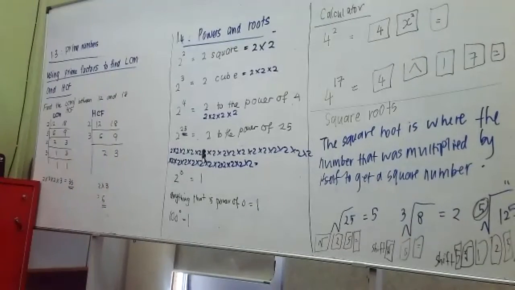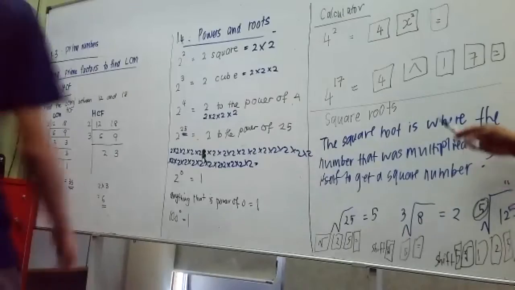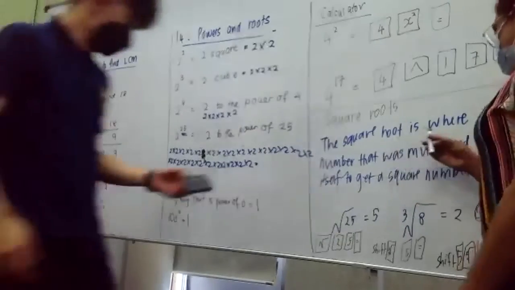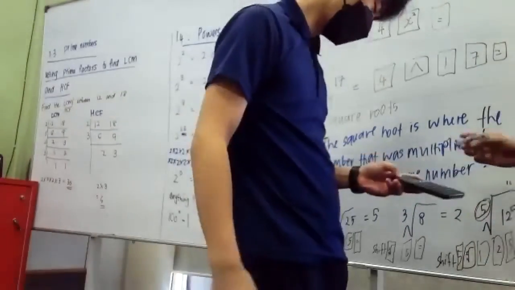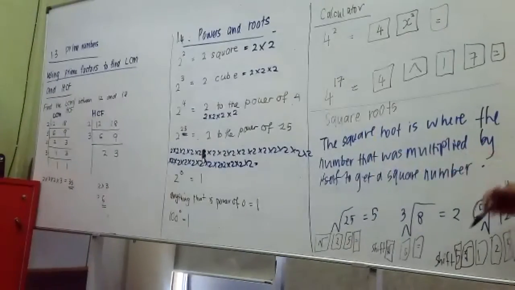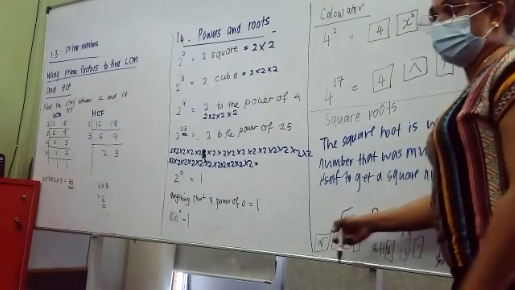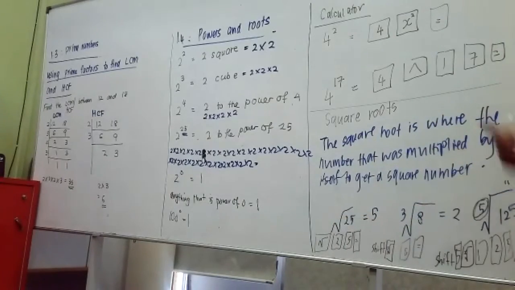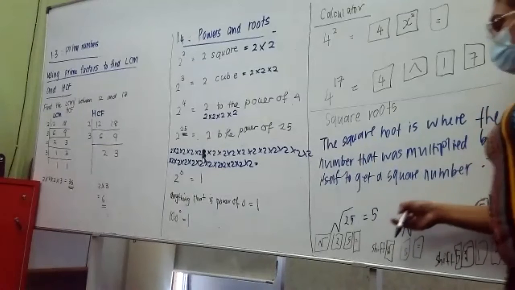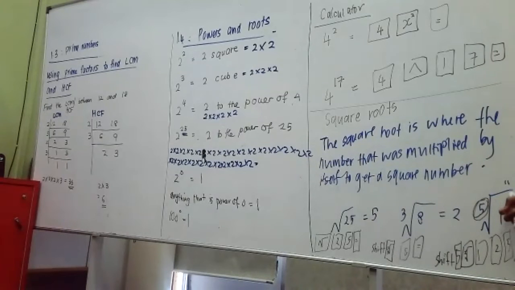Okay? So this one I repeat again now for square roots. The square root is where the number that was multiplied by itself to get a square number. And this one is the normal square root. This is the normal cube root that you have done in year 7, 8, 9. Only this one will be a new one for you.